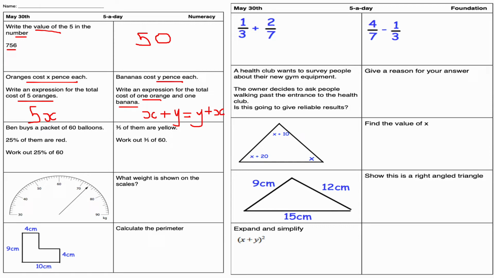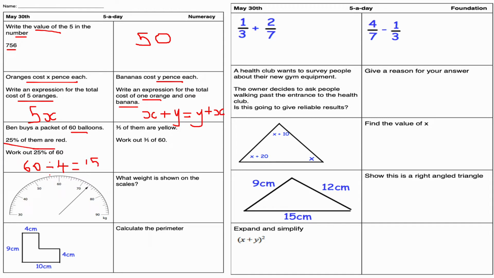Next question. Ben buys a packet of 60 balloons. 25% of them are red. Work out 25% of 60. Well, that's actually the same as dividing it by 4, because 50% is divided by 2, so 25% is divided by 4. 60 divided by 4, guys, is 15.